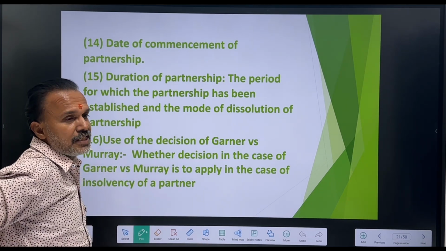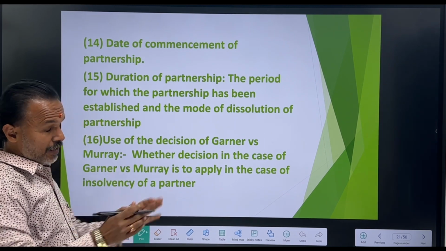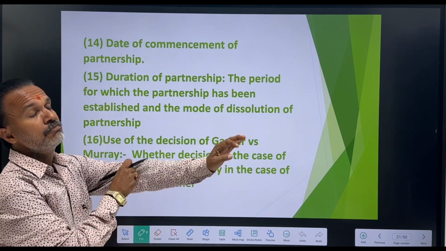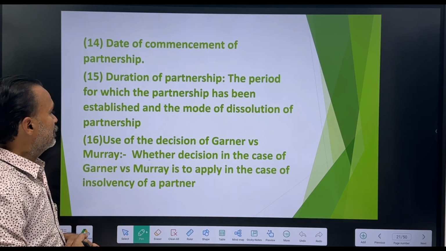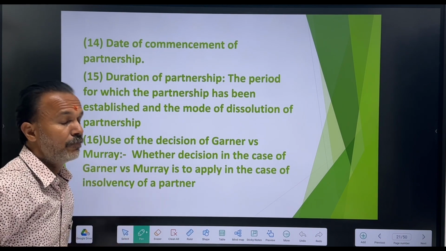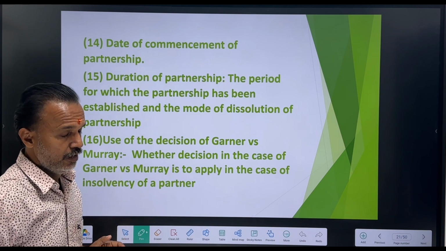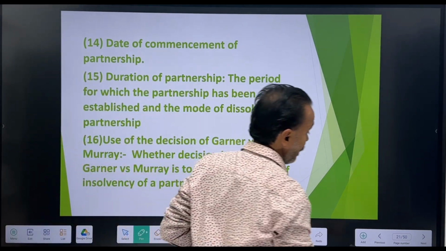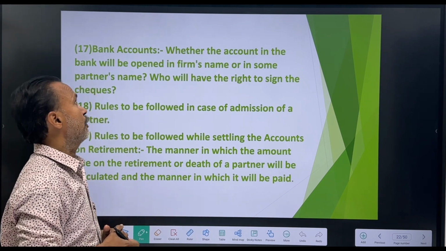मतलब किस डेट से फर्म अपना बिजनेस स्टार्ट करे. Duration of partnership. For which period, for how much period the partnership is established. Use of the decision of Garner versus Murray rule. This rule will be applicable when any partner becomes insolvent. In the case of insolvency of a partner, whether the Garner versus Murray rule will be applicable or not.